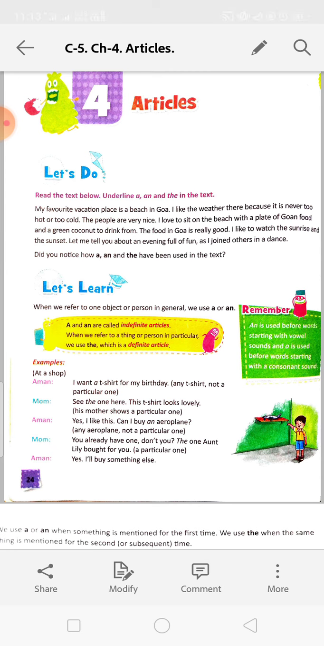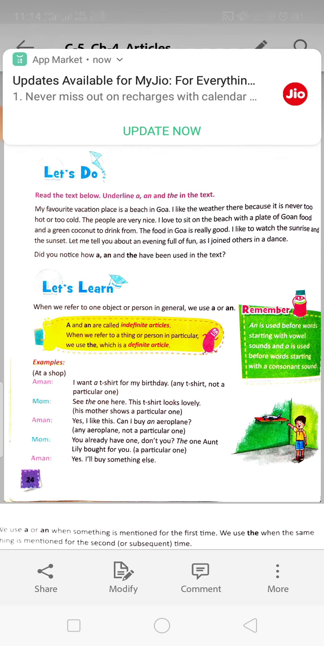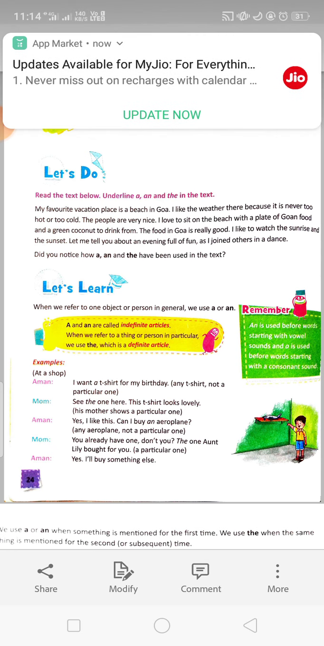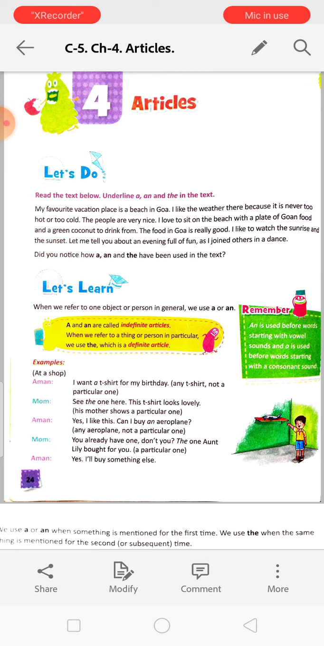Next, a and an are the indefinite articles. Yes, I have told before that these are the indefinite articles and the is the definite article. An is used before words starting with vowel sounds and a is used before words starting with consonant sounds.